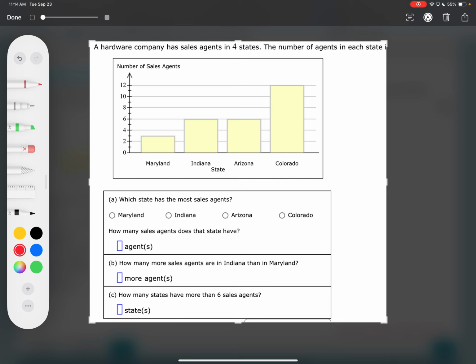So a bar graph, same idea here. You just make bars, same idea as a line graph. Which state has the most sales? So this would be Colorado. How many does it have? You go over here and it would be 12. How many more sales agents are in Indiana than in Maryland? Indiana has 6 and Maryland has right here 5. So it looks like 1, right? 6 minus 5.